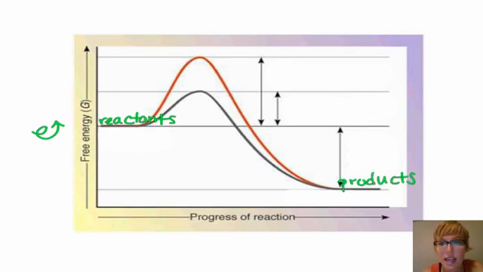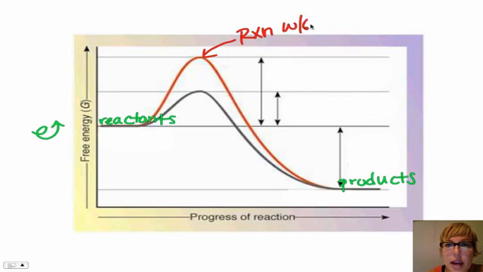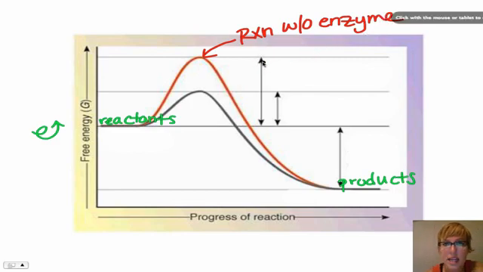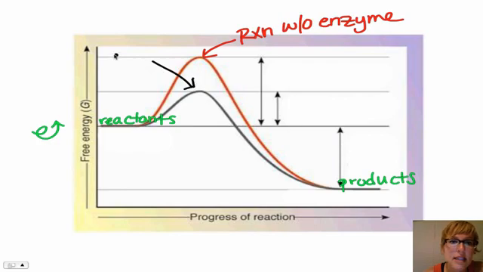Okay, and our red little line shows us the reaction. I'm going to abbreviate reaction RXN. This is the reaction without an enzyme. And this black line right here, this is the reaction with an enzyme. Hope you're understanding my shorthand here.